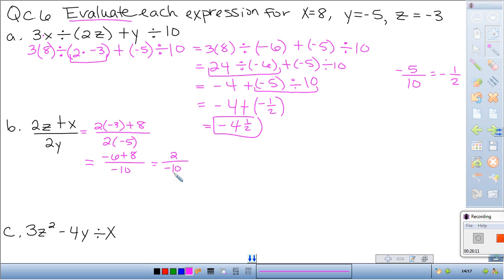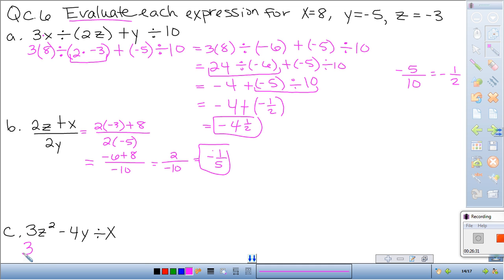And now all we can do here is just simplify. A lot of people want to reverse it and say 10 divided by 2 is 5. But it's not like that. It's really just the opposite. We're going to get a small number. So we'll just divide top and bottom by 2 and get negative 1/5. That's our answer. Last one, C.